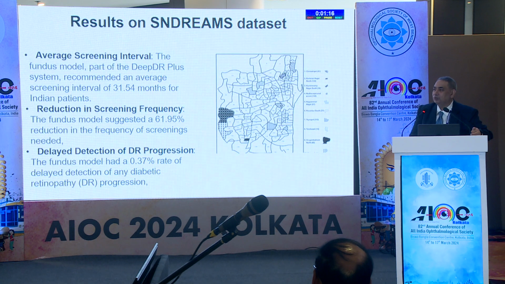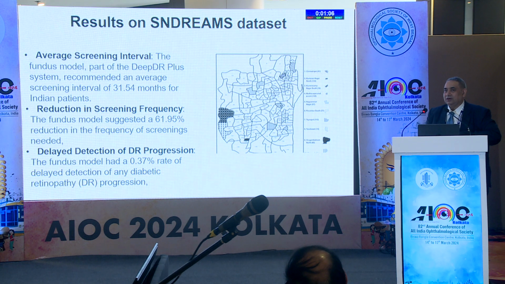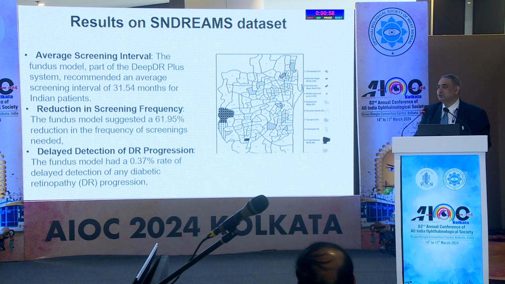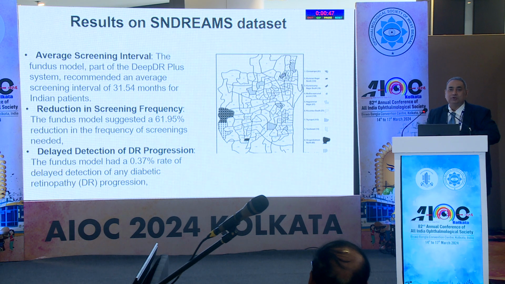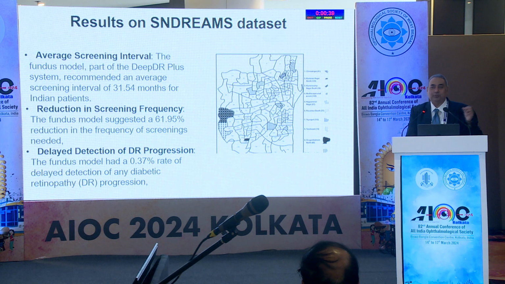What we found in our Ascend Dreams data set, by using this algorithm: we routinely tell our patients to come for a follow-up every year. By dividing patients using this AI algorithm into high risk and low risk of progression, we could extend the follow-up to an average of 31 or 32 months. That's a big thing, because you don't ask them to come every year, and the overall load for diabetics to be screened reduces. This also reduced the frequency of screening by about 62%, and the model had only a 0.37% rate of delayed detection. The rest it could pick up very well.